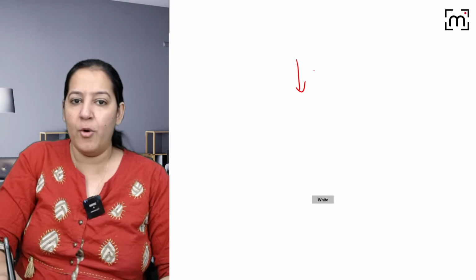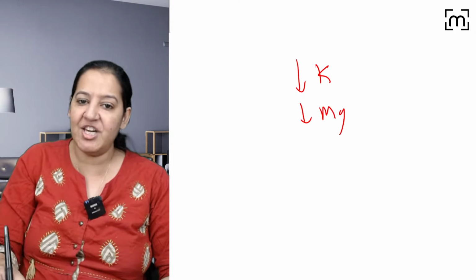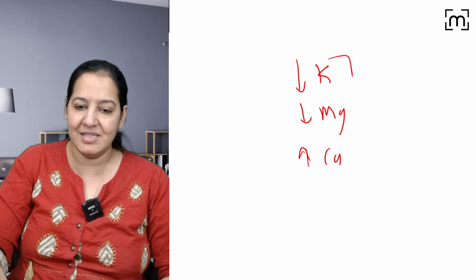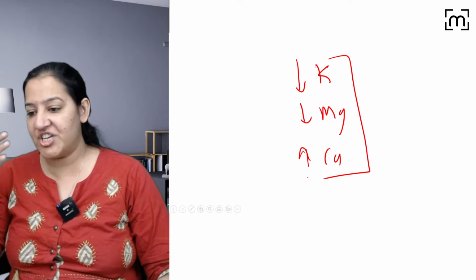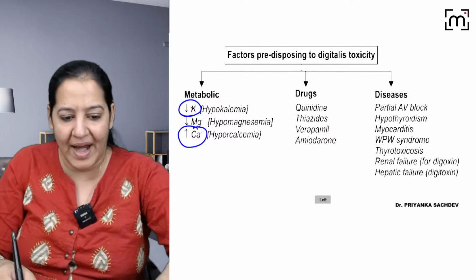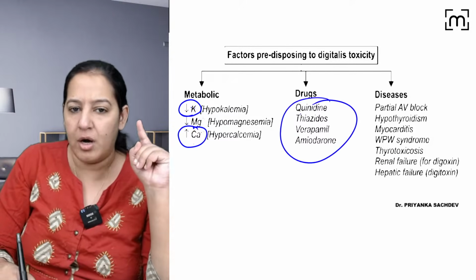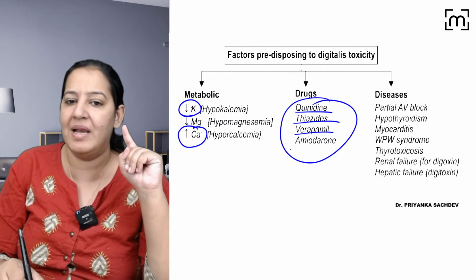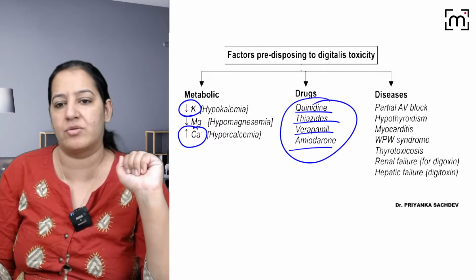So you have to learn hypokalemia, hypomagnesemia and hypercalcemia. These are the 3 electrolyte imbalances which can lead to Digitalis toxicity. Apart from these electrolytes, there are some drugs also: quinidine, thiazides, verapamil, amiodarone. They also lead to Digitalis toxicity.